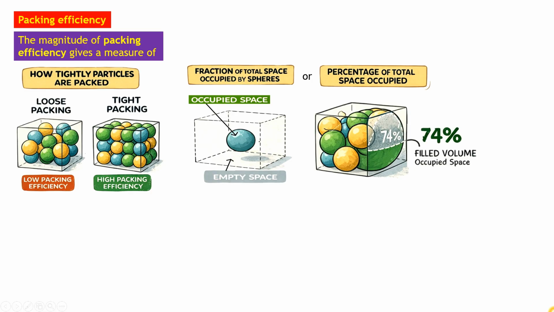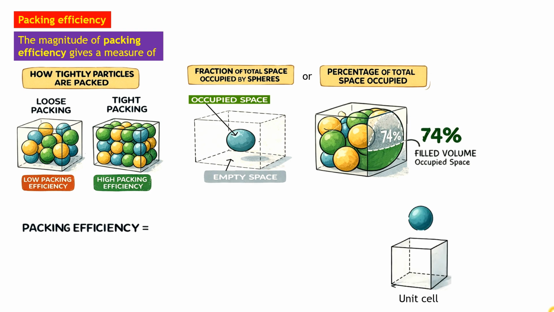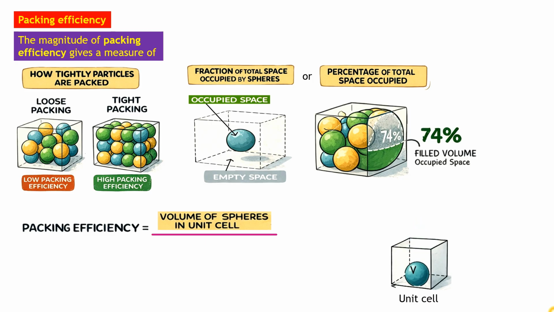Here in the animation, the sphere occupies 74% of space in the unit cell. Hence its packing efficiency is 74%. Packing efficiency is equal to volume occupied by particles in unit cell upon total volume of unit cell, multiplied by 100.